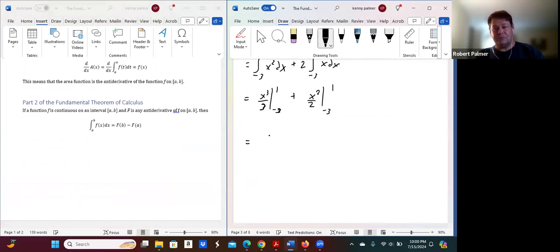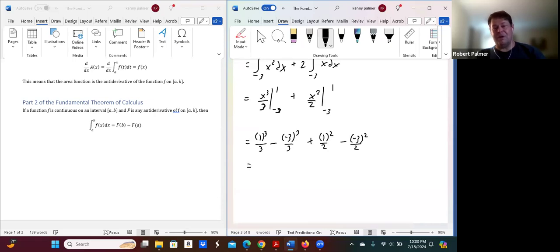Okay, and so this is going to be x cubed over 3. Sorry, it's first going to be, use our upper bound first, which is 1. Replace the x with 1, minus, replace the x with -3. And we'll take care of all that here in a minute. Now plus, then do the same thing over here. Replace the x with 1, so 1 squared over 2, minus, and then replace the x with -3 squared over 2. I have to work the fractions a bit, but that's okay.